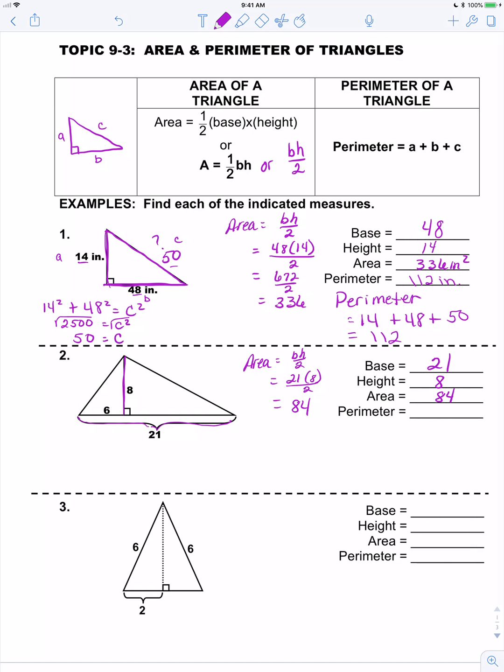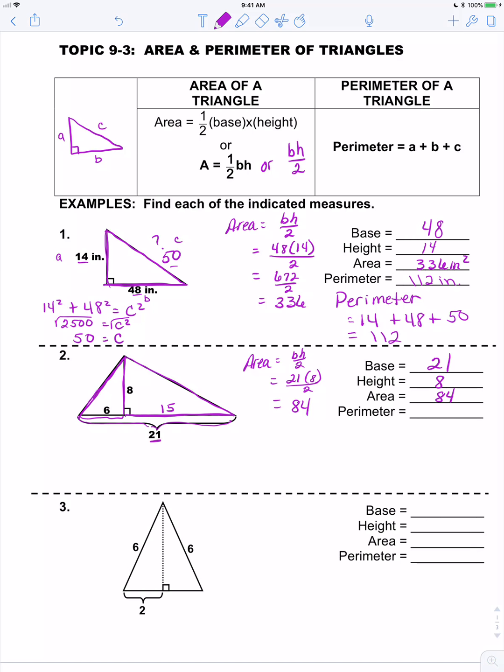Then the perimeter. Okay, so we don't know what this side length, this hypotenuse is, and we also don't know what this hypotenuse is. Okay, so we can come up with what this length is. Well, because we know this portion here is 6, the whole thing is 21, so 21 minus 6 gives us the 15.